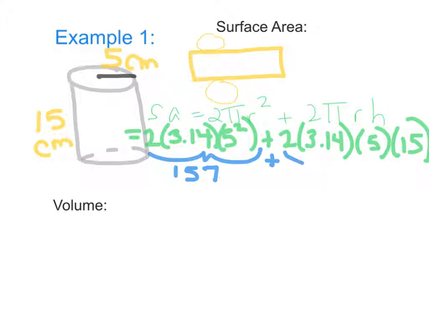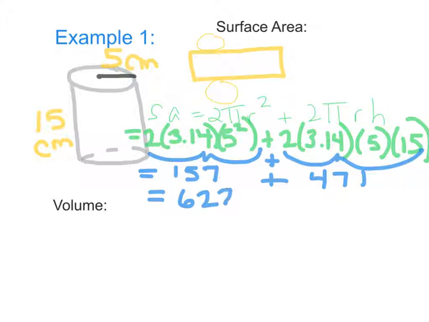I'm going to do the same thing over here. I'm going to calculate the area of the rectangular base by multiplying 2 times 3.14 times 5 times 15. And when you do that on your calculator, you should have gotten 471. So when I add 157 plus 471, I get a total of 628 square centimeters. So you want to make sure in your answer that you use the right units. And remember that those units, when we're solving for area, are going to have that exponent of 2, which means they are square units.